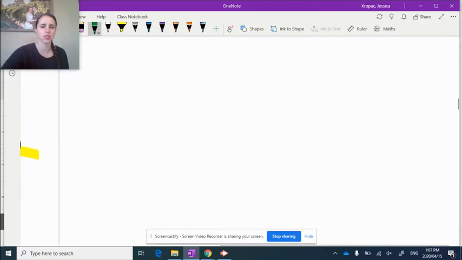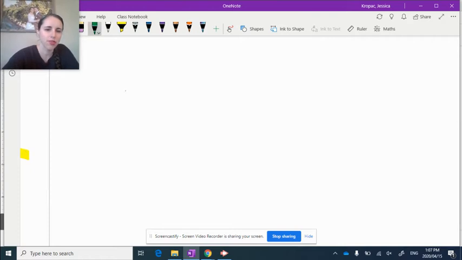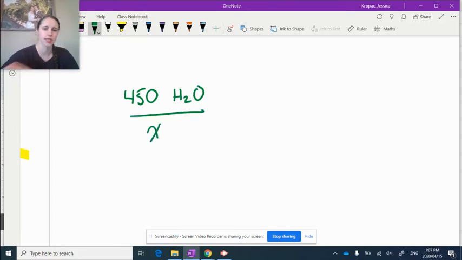So I'm just going to slide this over here. And remember, I was given the information of 450. So I'm going to start with what I was given. I was given 450 molecules of H2O. And what I'm looking for, my X in this case, is how many carbon dioxide molecules are required.